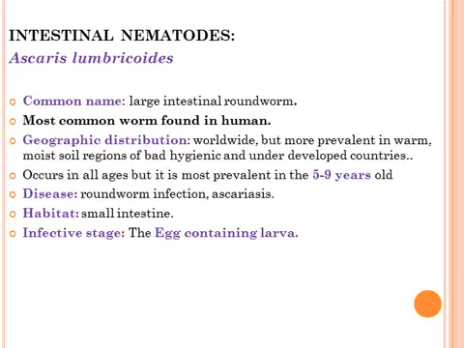Disease name, roundworm infection or ascariasis. Habitat is the small intestine in human, and the infective stage is the egg containing the larva. That means embryonated ova.